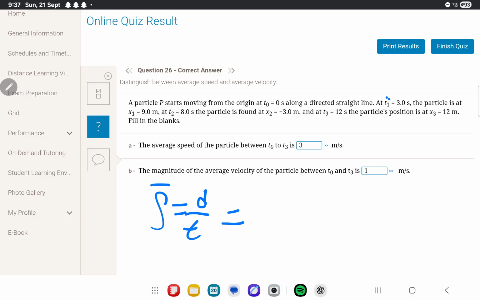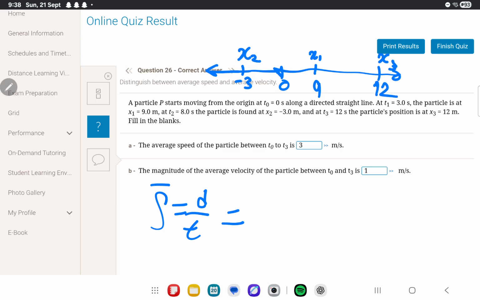Now, where is the distance? My distance is here. It starts off from the origin. Let's draw it on a straight line. Let's take the origin to be right at the start. So, origin, then this is x1, this is x2, and then this is x3. Sorry, let me do it. Negative 3 here.